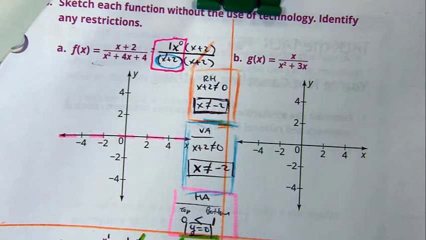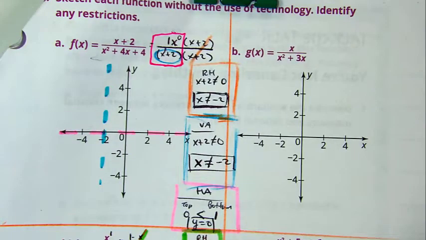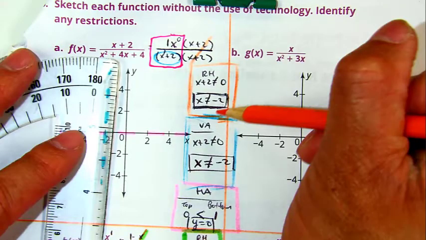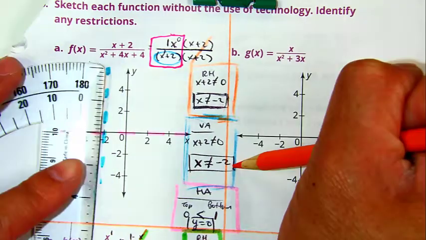Now, you'll see later on, if you have a removable hole and a vertical asymptote at the same place, class, can the graph cross there at -2? No. Which means that your hole's not going to exist. So we'll just color it in. Okay, we factored, canceled, set the denominator equal to 0. We got the horizontal asymptote. Now we're going to make our table of values.